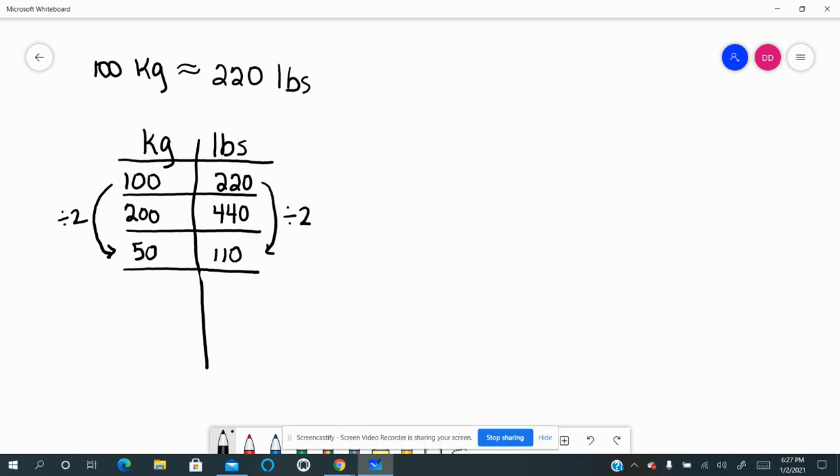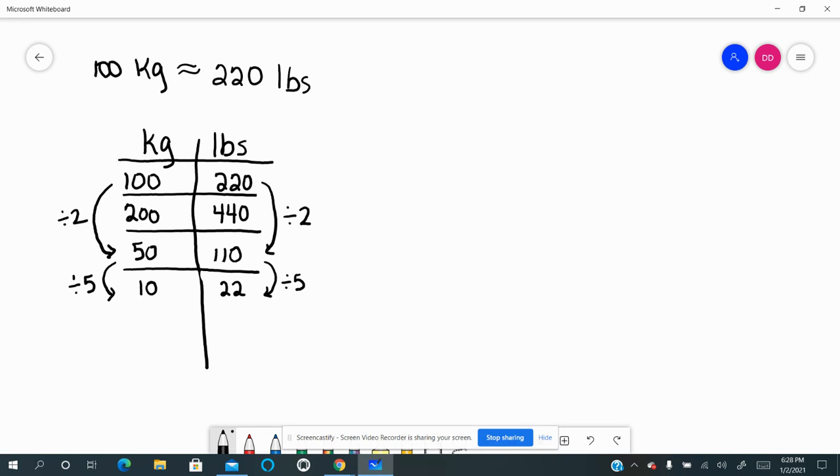I'm going to scale this back again. I noticed that 50 is divisible by 5. So I'm going to try dividing both sides by 5 and see if I can get another equivalent ratio. 50 divided by 5 is 10. And 110 divided by 5 is 22. So I'm scaling this down quite a bit.